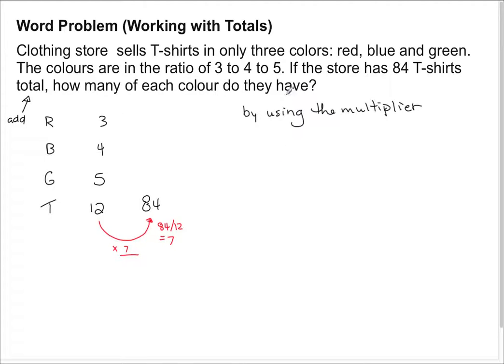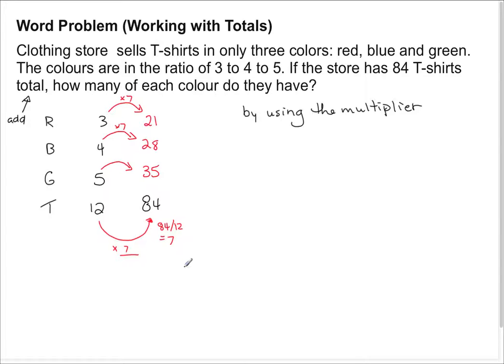So since we want to know how many of each color, all we have to do is multiply each of these things by 7. So 3 times 7 is 21. And 4 times 7 is 28. And 5 times 7 is 35. So those are our 3 answers.